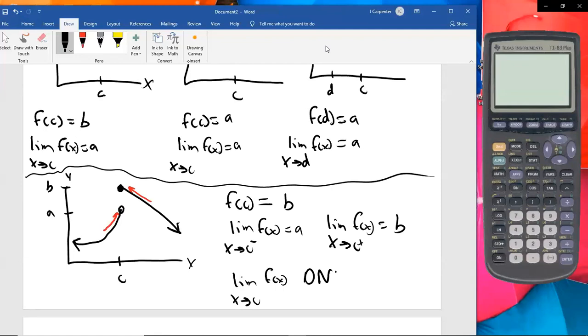D and E means does not exist because they're different values. We're approaching 7 from the left and 10 from the right, something like that.